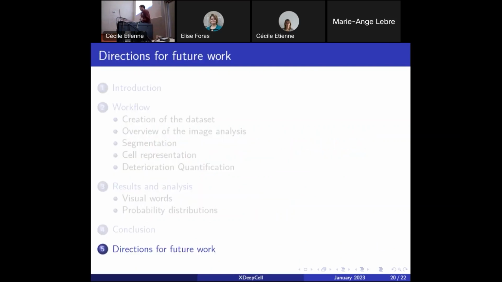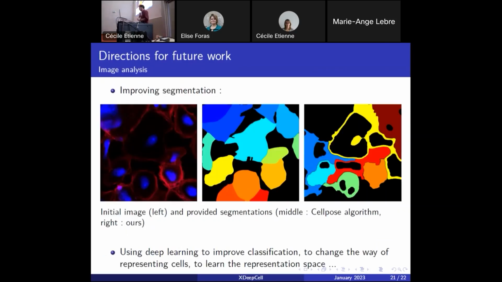So for the future work during my PhD, we have plenty of ideas and ways to improve what we have already done. The first thing we can try to improve is the segmentation. I showed you an example where our segmentation performed quite well in the beginning; here I chose one where it performs really badly.